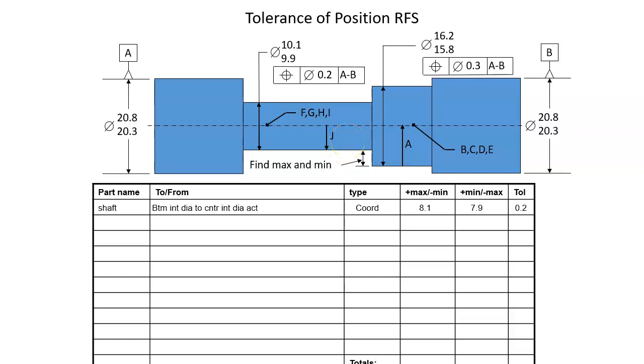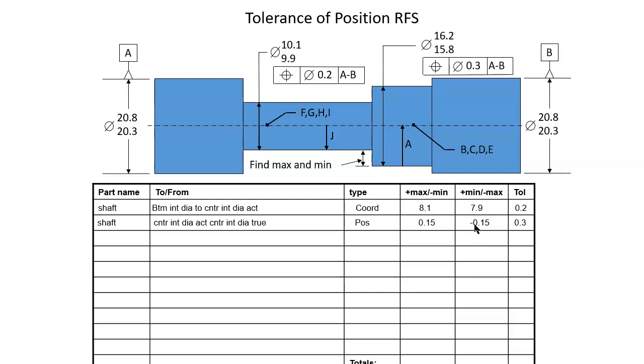So come down here, step 1, the bottom of the intermediate diameter to the center of the intermediate diameter, actual worst case, positive direction, going halfway through the 15.8 to 16.2, that's max 18.1, min 7.9. Then we go center of the intermediate diameter, actual worst case, to the center of the intermediate diameter true, with our tolerance of position of 0.3, half in each column, positive in the left, negative in the right, because that's how you handle tolerance of position in the two-column stack form.